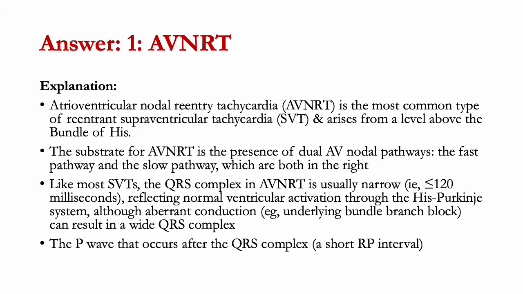Like most SVTs, the QRS complex in AVNRT is usually narrow, that is equal to or less than 120 milliseconds, reflecting normal ventricular activation through the His-Purkinje system, although aberrant conduction, example underlying bundle branch block, can result in a wide QRS complex. The P wave that occurs after the QRS complex, and therefore there is a short RP interval.